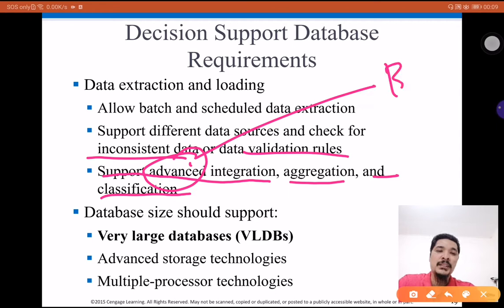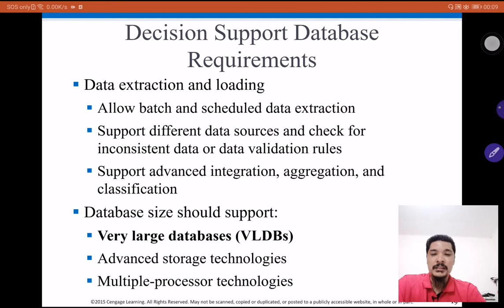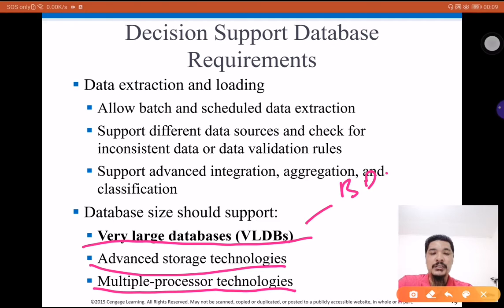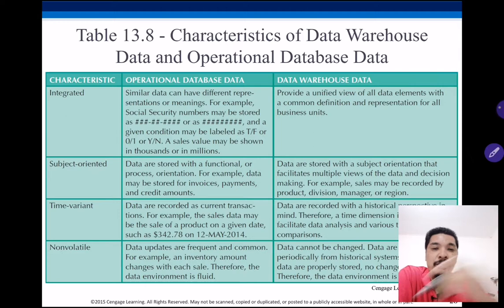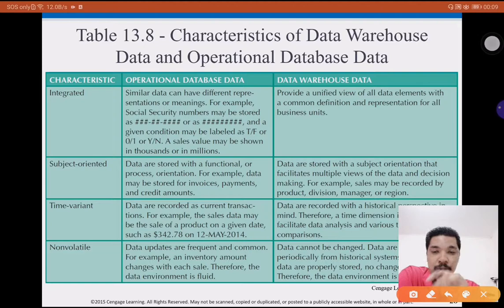Database size should be very large, of course, because it's big data. And advanced storage technology and also multi-processor technology. So we need these kinds of requirements, to get all the information and data up to date. Next. The characteristics of a data warehouse and an operational data warehouse. We talk about this later in our next slides.